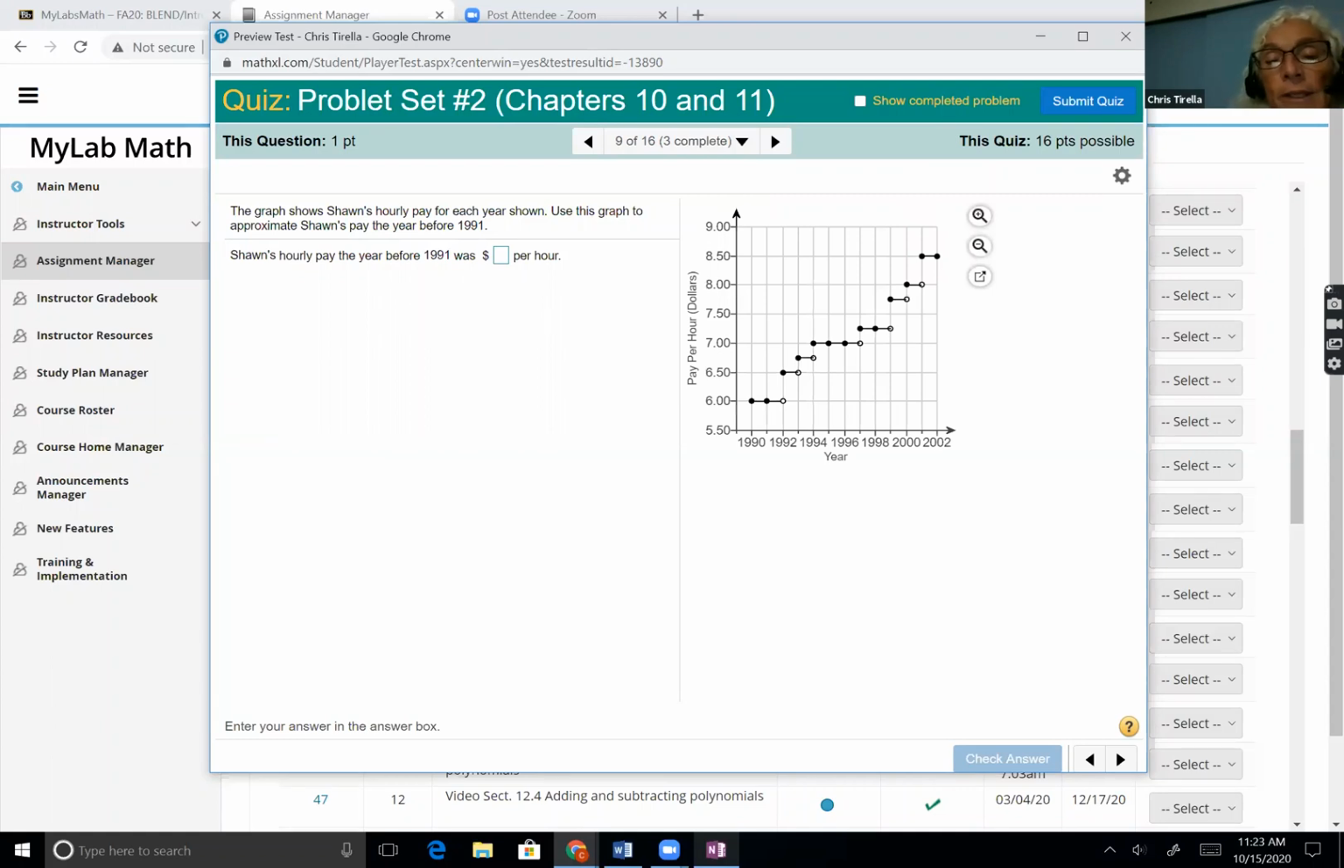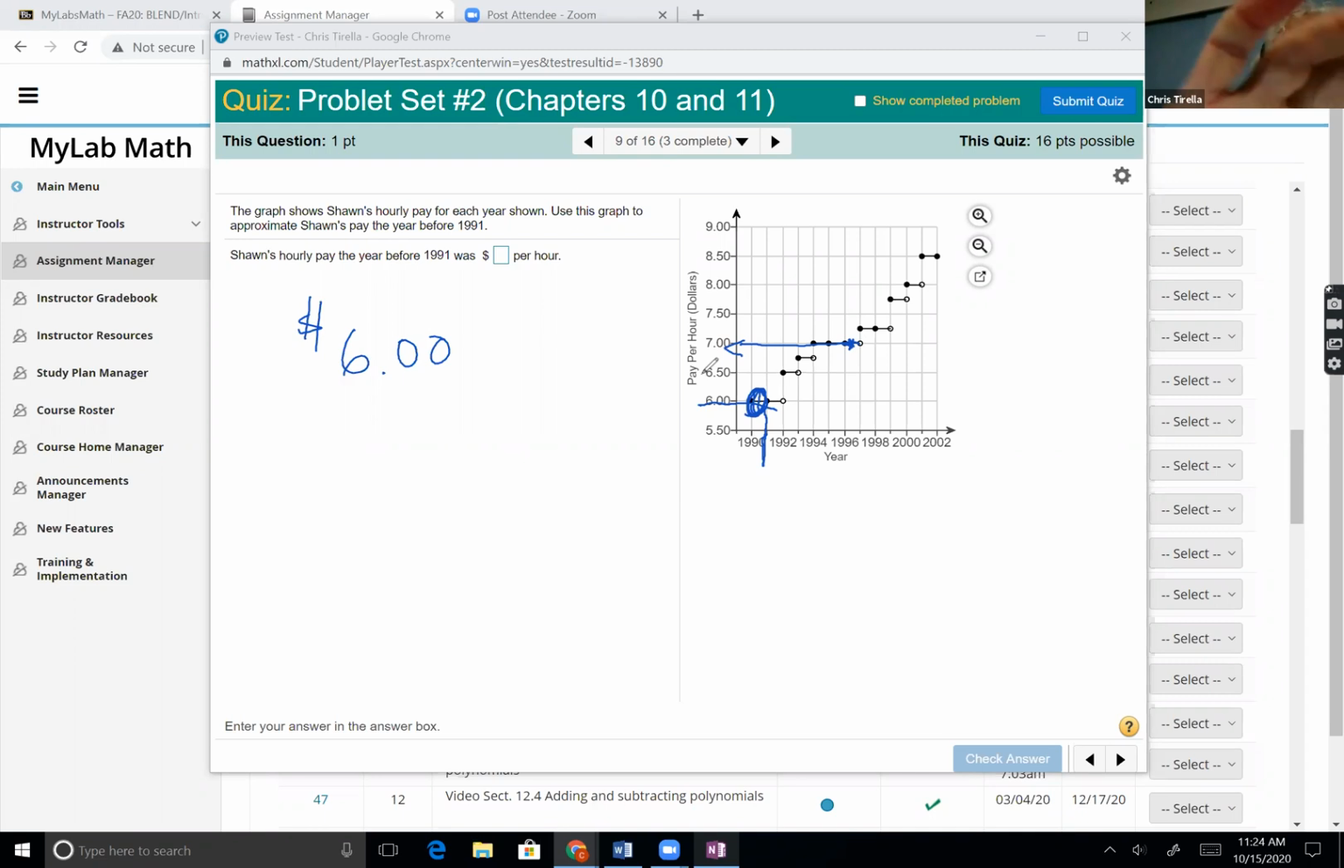So 1991, as I look at my graph, is right here. The year before 1991 would be in this space. Does everybody see here that that hourly pay would have been $6 per hour? Instead, if I ask for the year before 1997, in 1997 his salary went up to $7.25, but the year before 1997, his salary was $7, and so on. Are we all right with reading information off of a graph?